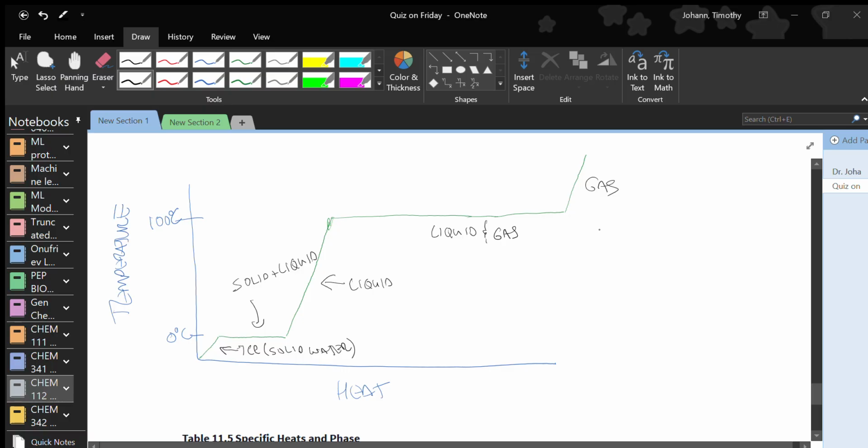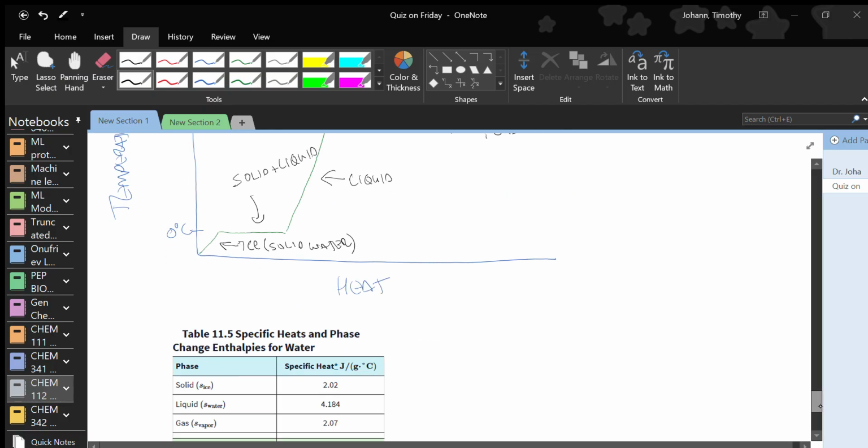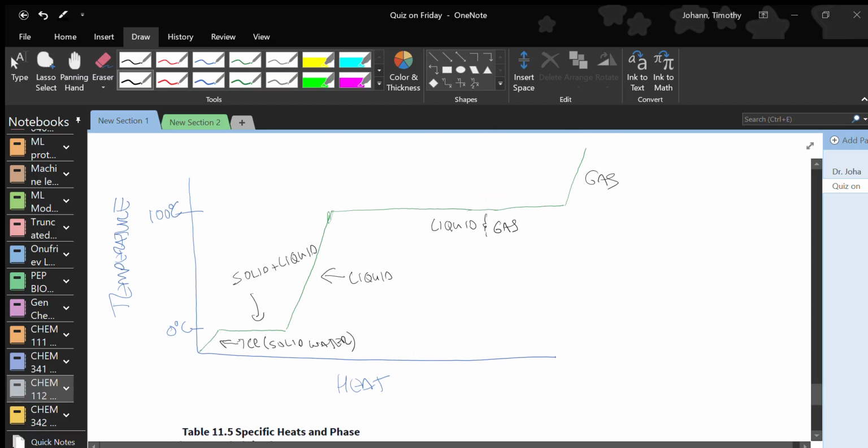Questions on the heating curve? Okay, it's important to know what that heating curve looks like. I want to give you a feel though, because I've drawn this, and I've actually drawn it pretty accurately. But I want to give you a feel so that when I'm trying to draw this, this is 5 times as much heat as that.